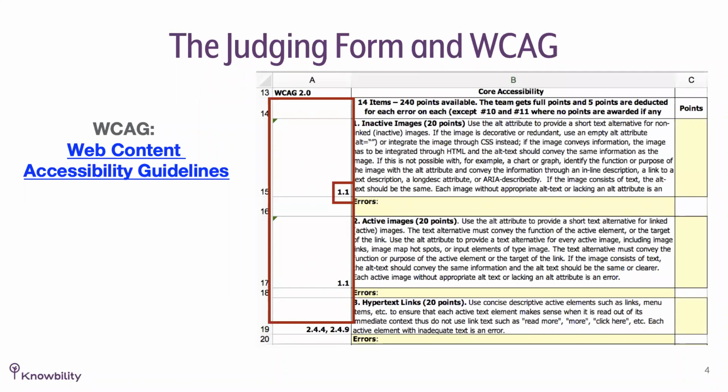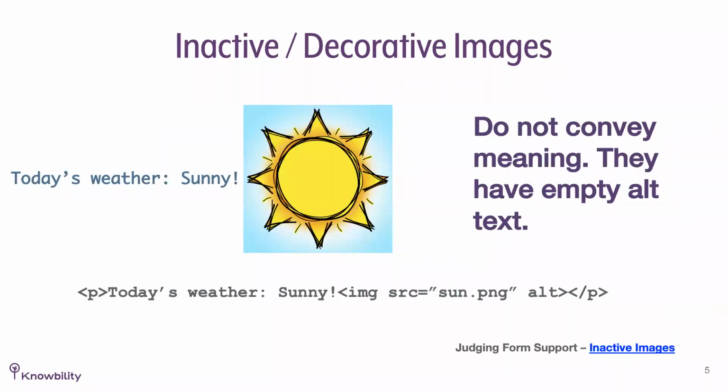What I've highlighted here is column A of the judging form, which shows you the success criteria number that each of the accessibility requirements are based upon. So with that, let's dive in. I'm going through them in the order of the judging form, which is also fairly close to the order in the Web Content Accessibility Guidelines. So first we start out with images.